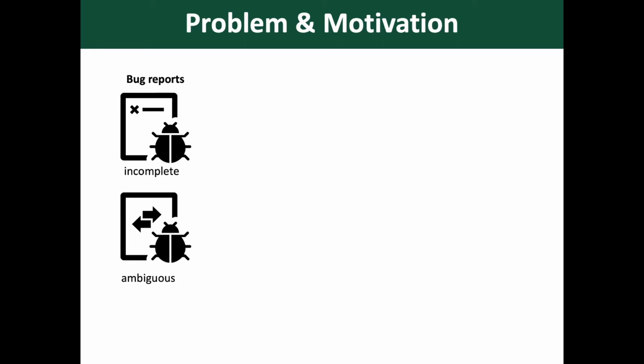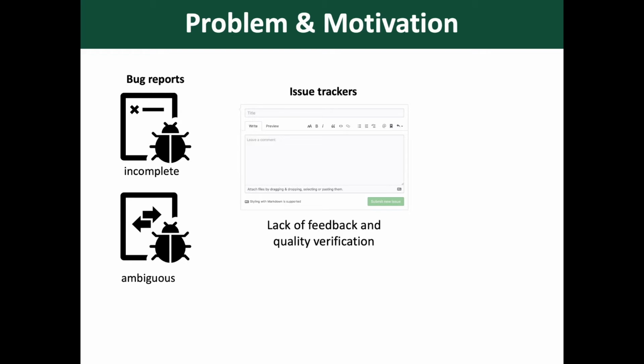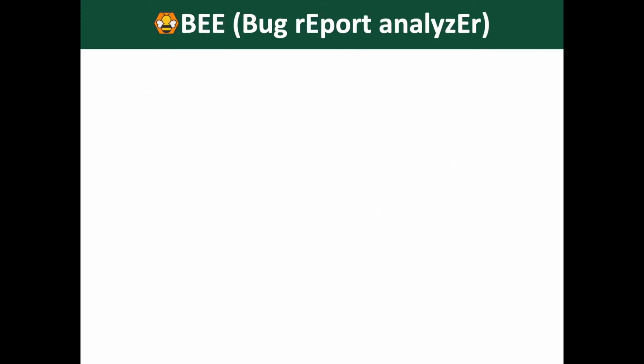One of the main reasons for having low-quality bug reports is a lack of feedback and quality verification of issue trackers, such as GitHub Issue Tracker. So we want to improve GitHub Issue Tracker to help the reporters provide necessary elements and help developers get higher quality bug reports. To solve this problem, we developed B, a tool that can analyze and structure incoming issues.